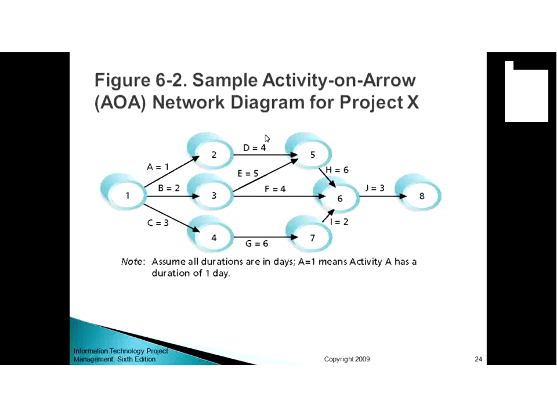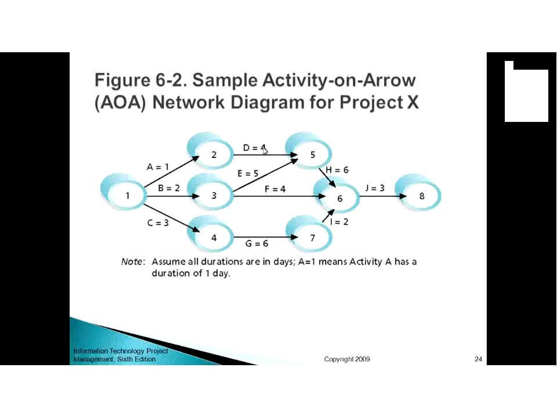Now all these letters A, B, C, D, E, F, G, H, I, J are showing the activities. The activity can be anything, like A is planning, B is getting customer sign off, C is something else. The number written beside each is showing the duration of this activity. For example, A equal to 1 means activity A has a duration of 1 day. When you have made the start, activities A, B, and C can be started at the same time. After 1 day, activity A will finish. After 2 days, activity B will finish, and after 3 days, activity C will finish.